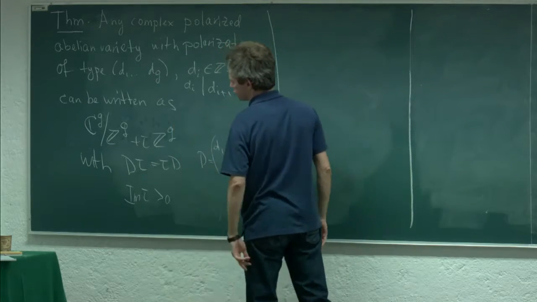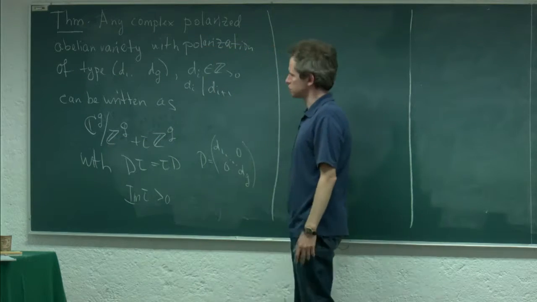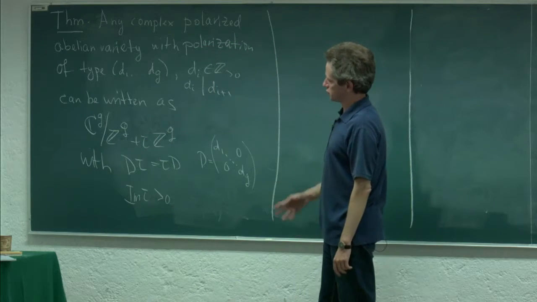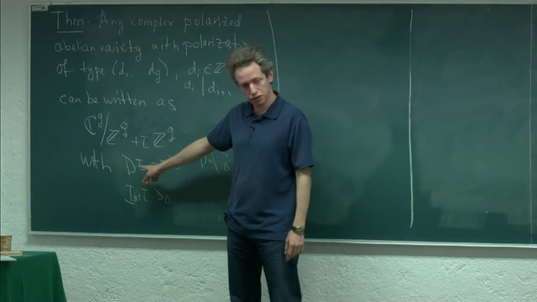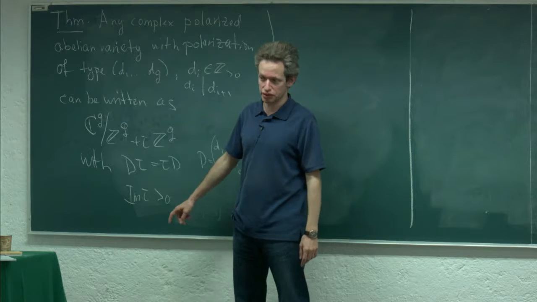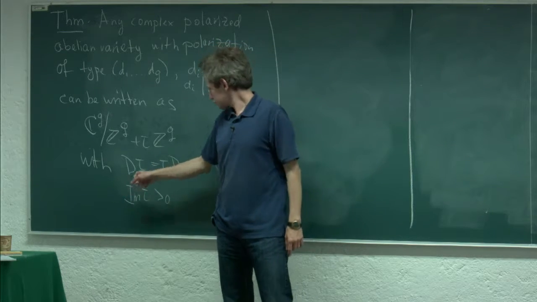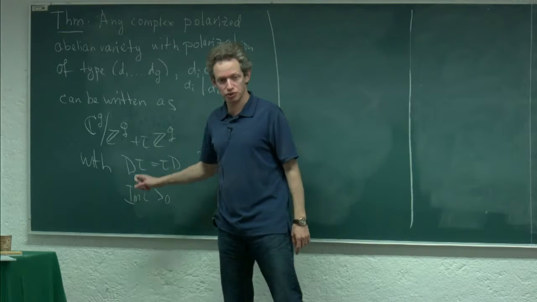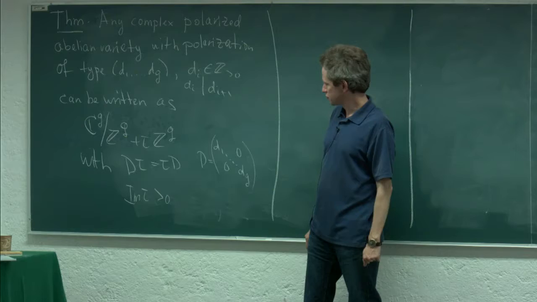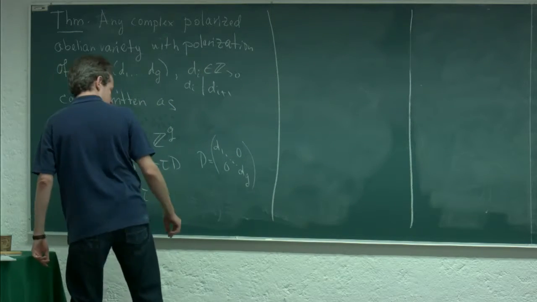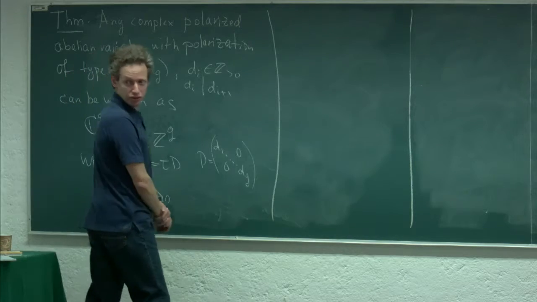Then if you have a polarization of type d1 through dg, any complex polarized abelian variety with this type of polarization can be written in this form. You can always choose the first g vectors to be the basis vectors of C^g, and then the remaining g vectors will be a matrix tau, which will be positive definite, but this is the correct condition. So tau times d is d times tau. There should be some transpose, which of course I forgot to write here. Maybe here, it doesn't matter where you write it.